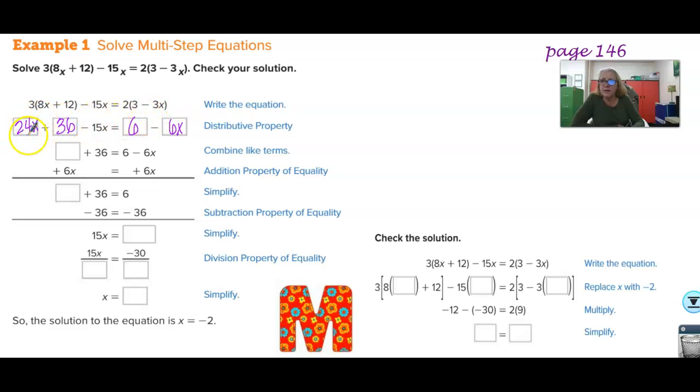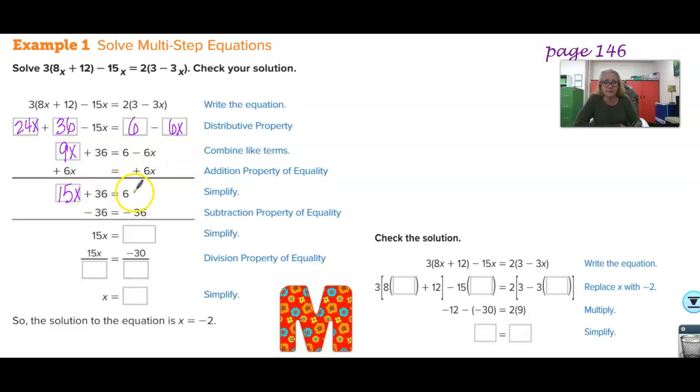Now we're going to be combining 24x and -15x, which is going to give us 9x plus 36. We want to get rid of the smaller variable term. We've got variables on both sides. Get rid of the smaller one, which is the -6x. So we add 6x to both sides. 9x plus 6x is 15x.